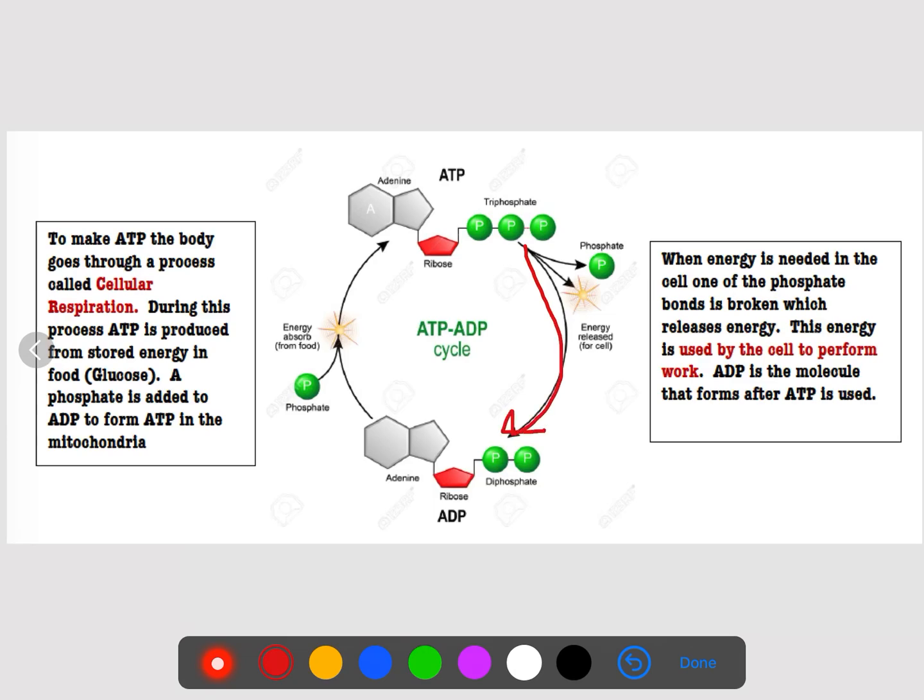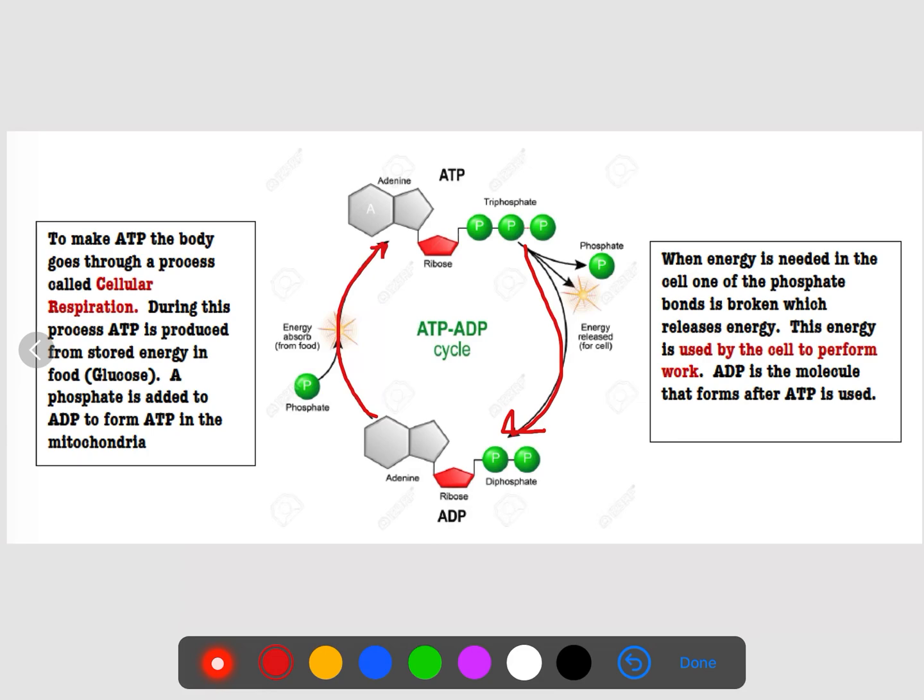Now ADP is our carrier molecule, kind of just like a placeholder. So in order to replace that ATP after we use work from that ADP, we need to add a phosphate back in. And this phosphate is added back in from energy from food. To make ATP, the body goes through a process called cellular respiration. During this process, ATP is produced from stored energy in food, like in our glucose, and a phosphate is added to put it back. And this is how that cycle works.